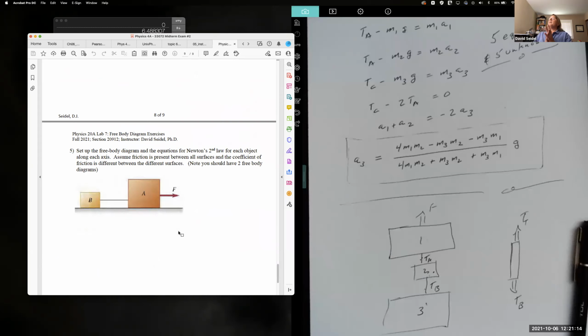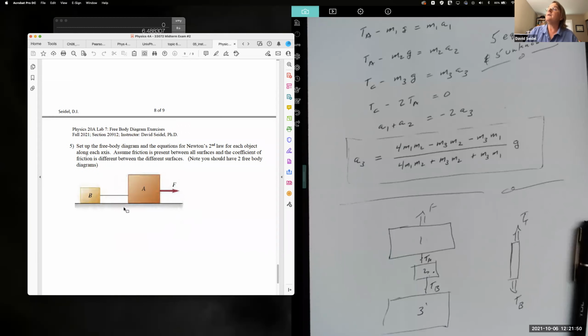Okay, and a free body diagram and equation of motion for this. Assume friction is present between all surfaces and the coefficient of friction is different between the surfaces. Yes, that can be true. This can be one surface, but I could have a block with Teflon on one part and sandpaper on the other. Write up your free body diagrams, assuming the friction here is different than the friction here. So when you write up the equation of motion, they're different.